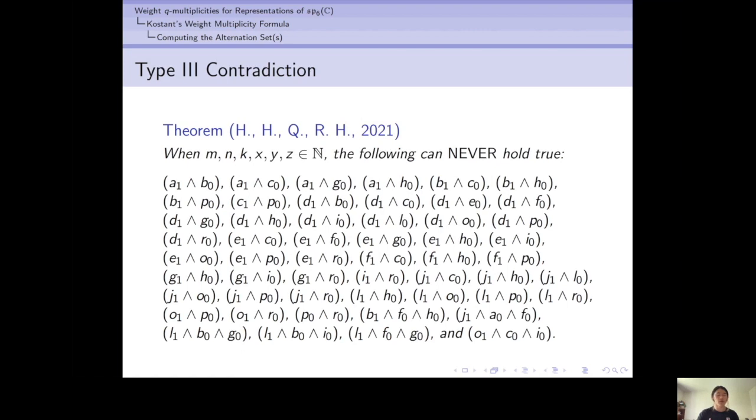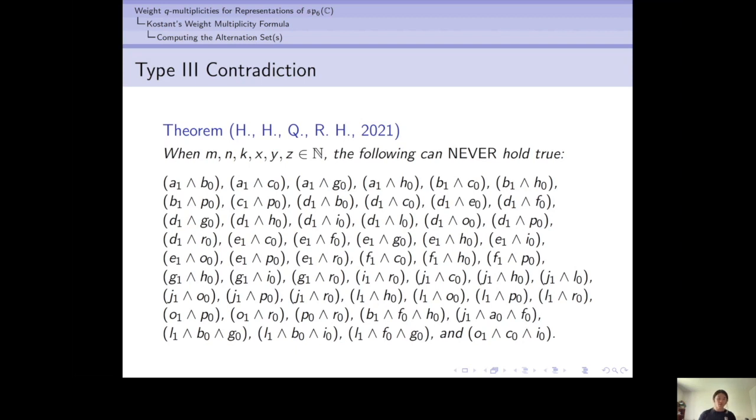And we have found a whole host of contradictions of this type, where there are these two-tuples or three-tuples which force m, n, k, x, y, z, or some subset of them to be strictly negative. I would also like to remark that this is not an exhaustive list of type 3 contradictions.